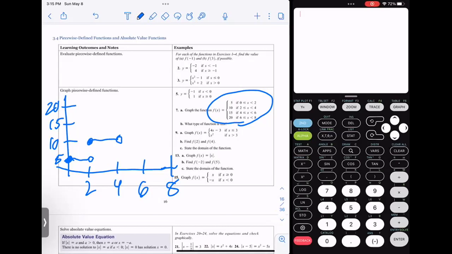And now for 15, we start at 4 and end before 6, or we don't land on 6, so to speak. Empty dot. Not on 6. Good way of putting it. And finally, for 20, it will look like this. And that's what our piecewise function will look like when we graph it. And it asks what type of function this is. I already told you it's a piecewise function. It's where it's broken up into pieces. Hopefully that helps you remember it.